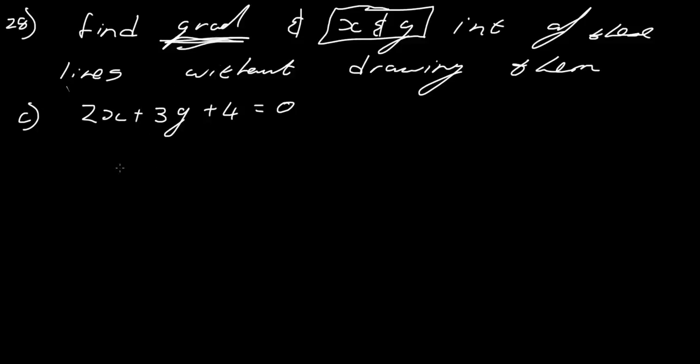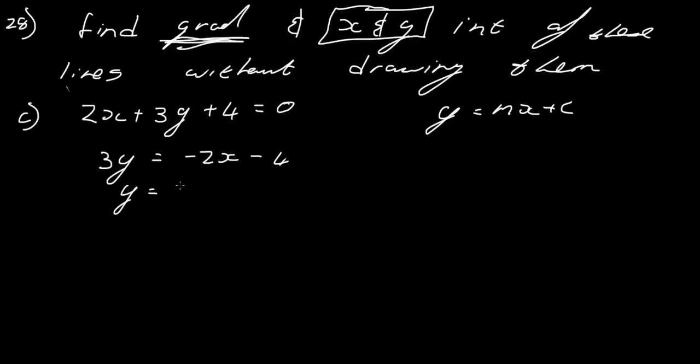So let's convert to gradient form quickly. And remember that is y equals mx plus c. So we just need to solve this equation for y. So let's take the x and the constant across to the right hand side. 3y equals minus 2x minus 4. Then we're going to divide by 3 so that we have y by itself on the left hand side. So y equals minus 2 over 3x minus 4 over 3.